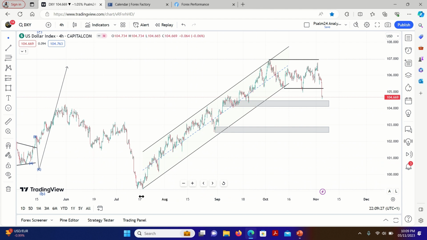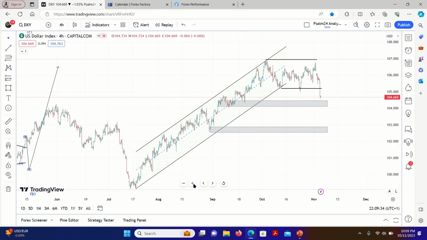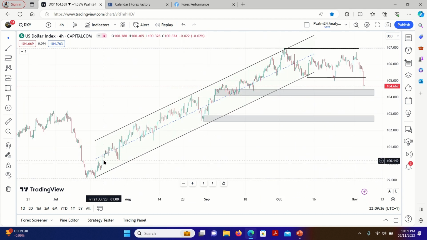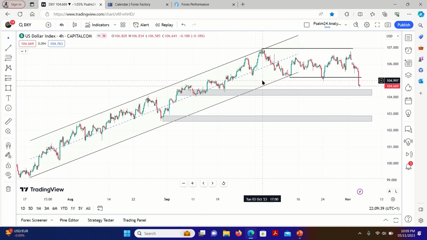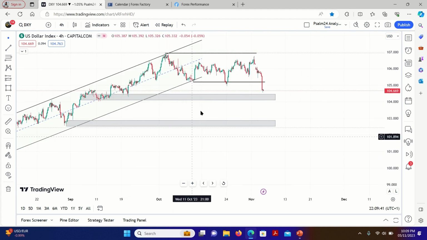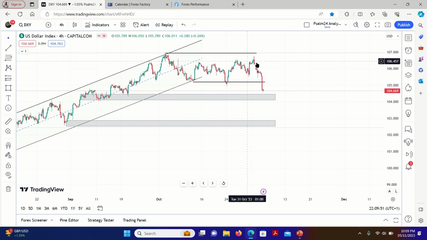DXY is maintaining, like I said, the global trend is 2 to 3 months, and then from August we are seeing an impulsive move to the upside, like in a bullish trend. So the global trend is bullish, and then the local trend, if you look at this, there is a consolidation here that has lasted from mid-October till now. We are currently seeing a consolidation in the action of DXY.